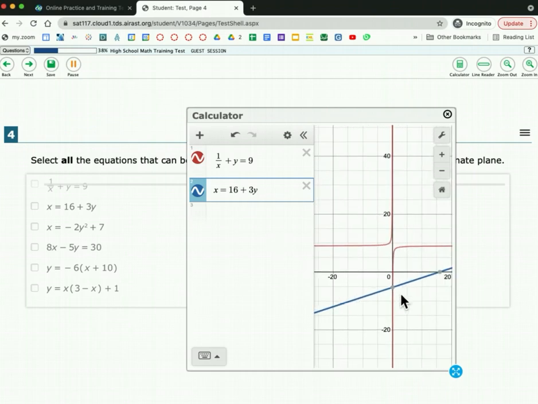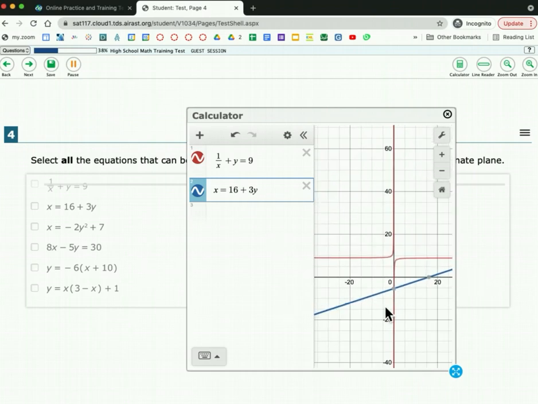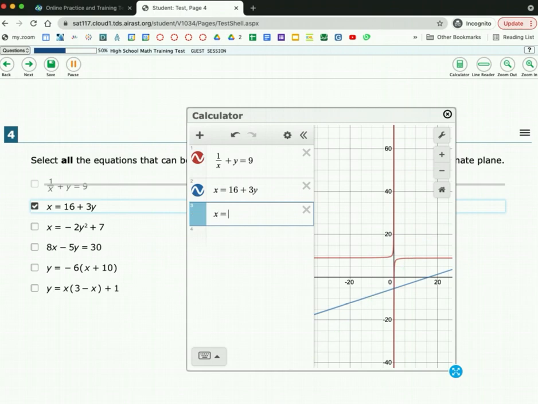And I see this, and I can kind of zoom out and see, like, okay, that's a straight line. So that's a good answer. So I'm going to say, okay, I want to select that. Because it says select all, that means there could be more than one answer, so I actually individually have to check all of these. So like this one, I know it's y squared, so probably not going to be an answer. Negative 2y squared plus 7. You can see that green one, not a straight line, so that's not it.